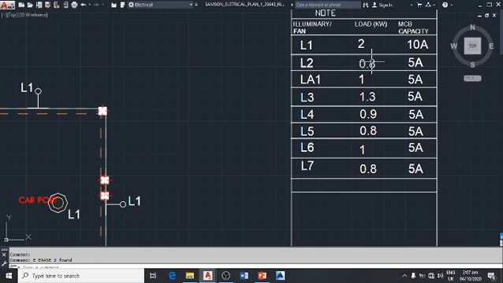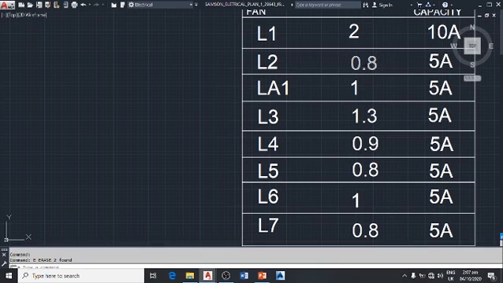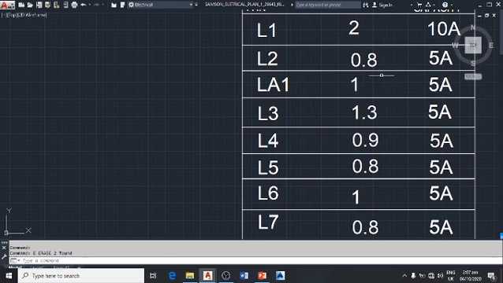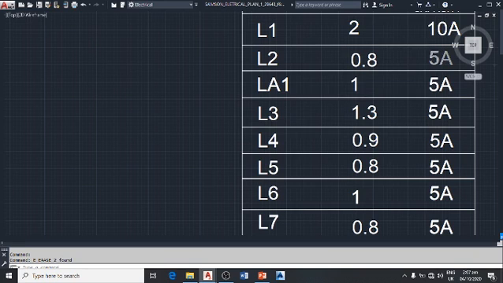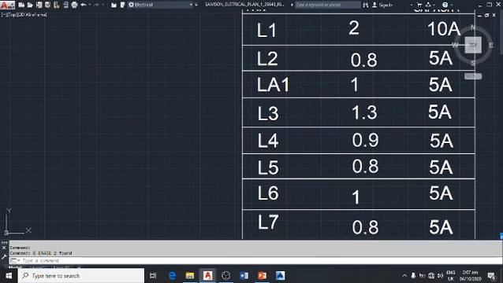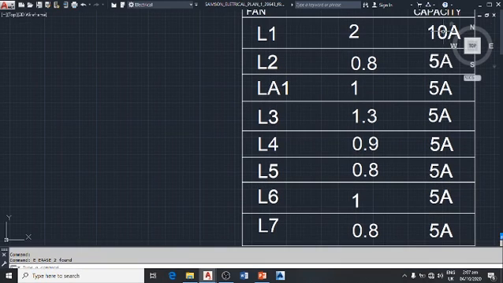So having 0.8 kilowatt, if you divide it by 220, we are having about 4 point something ampere. So we are connecting it to a 5 ampere MCB because it is below 5. Anything above 5 ampere is connected to a 10 ampere MCB.